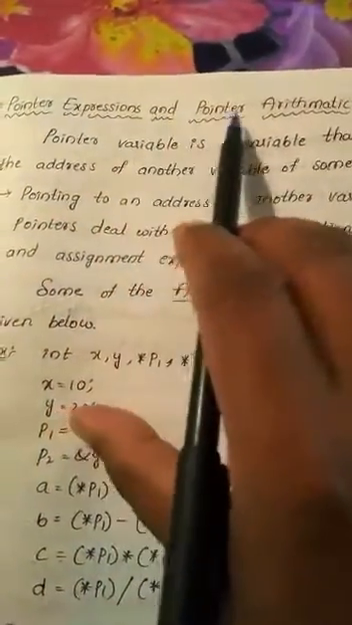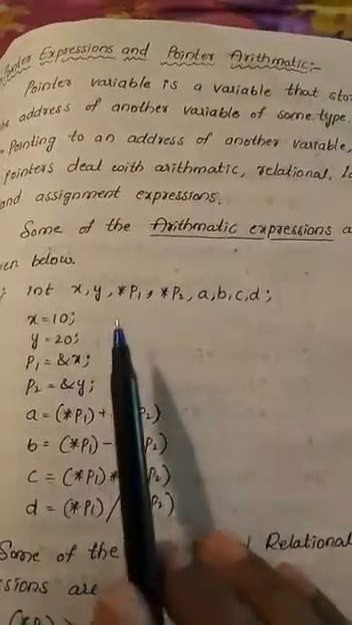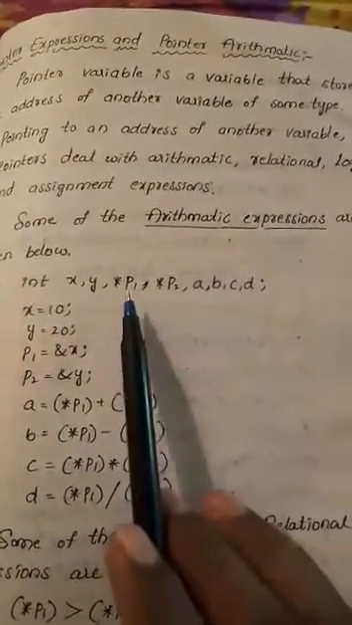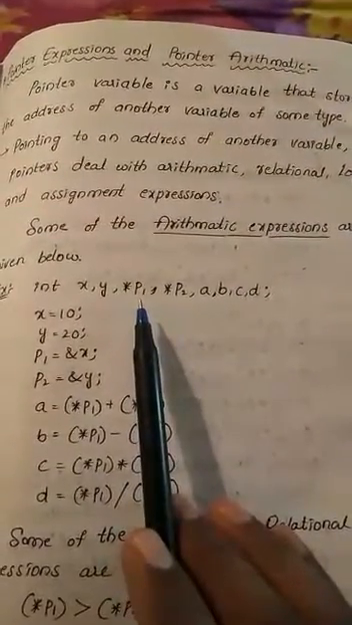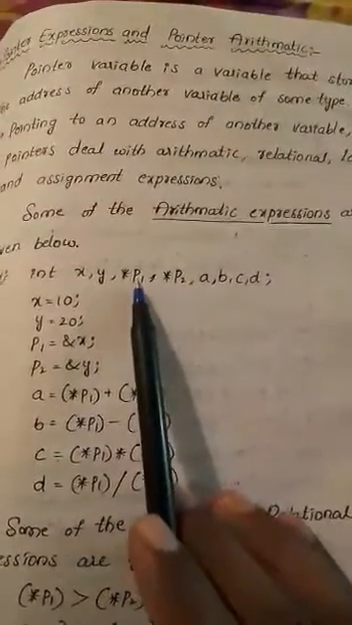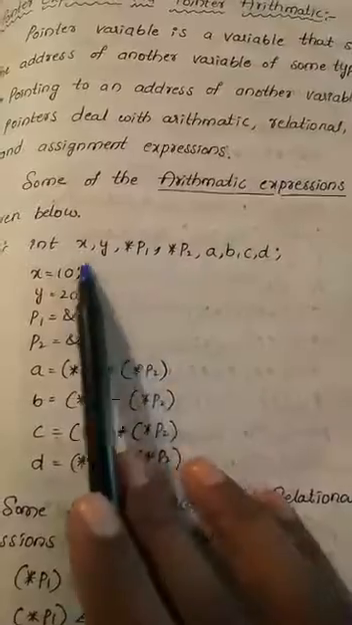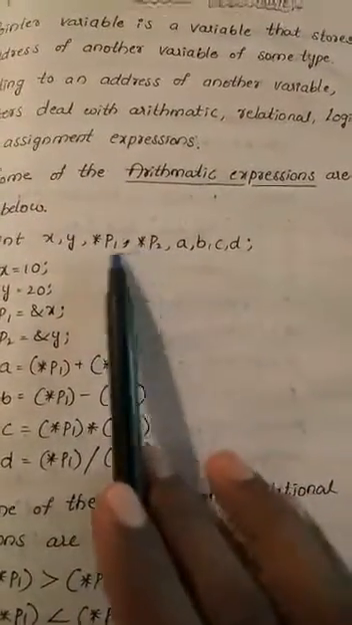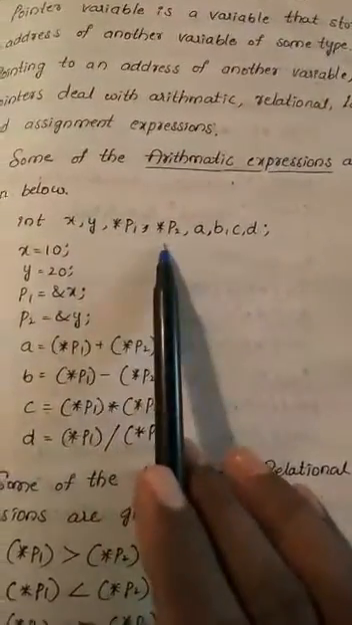Pointer expressions and pointer arithmetic. Normally we use expressions and arithmetic operations with variables, but with the help of pointers we can also perform various arithmetic operations and write various expressions. Suppose I have taken one example here: int x, y are two normal variables. P1, P2 are two pointer variables. a, b, c, d are normal variables. So here I declared two pointers, P1 and P2.